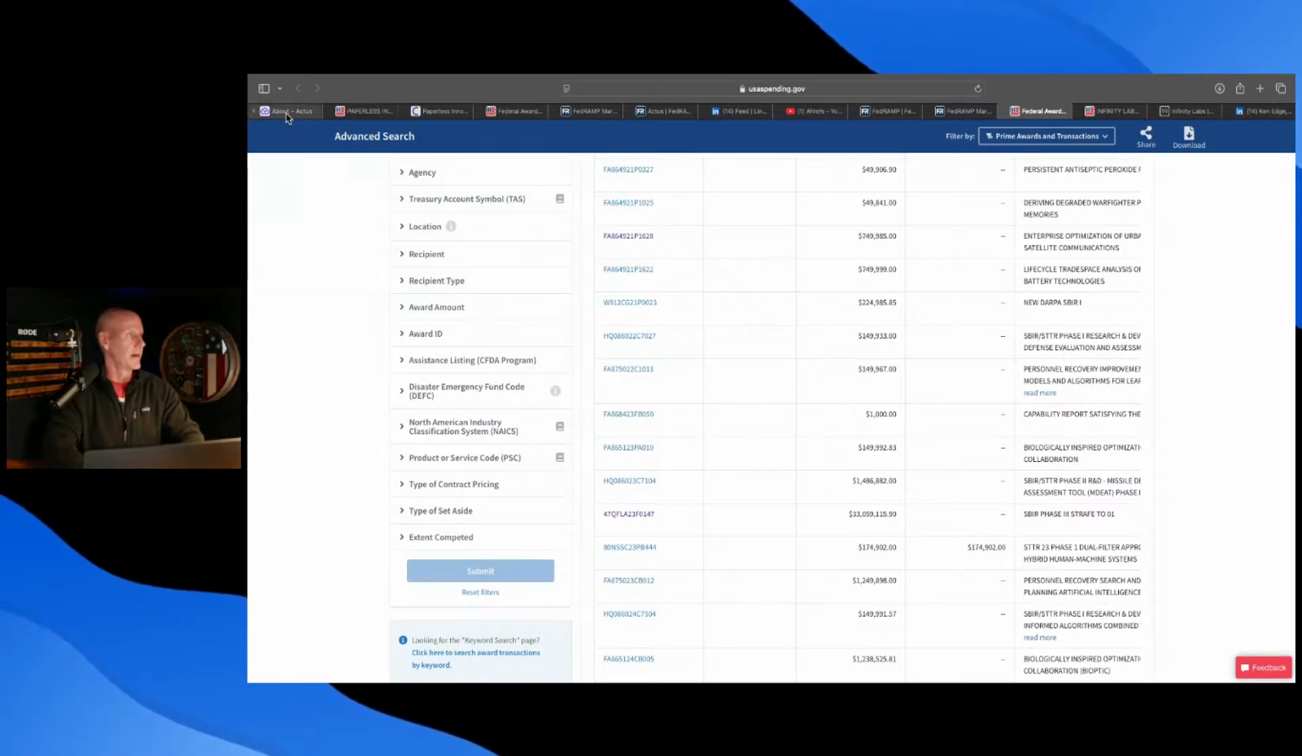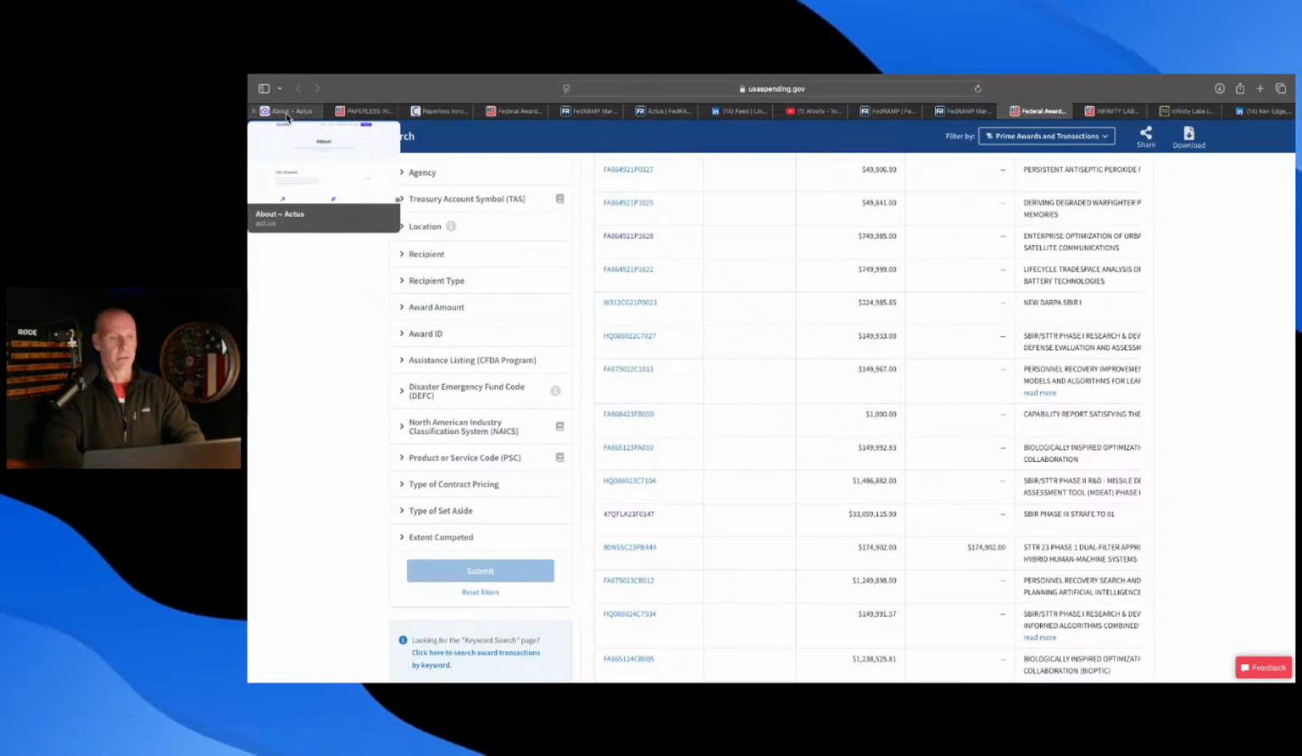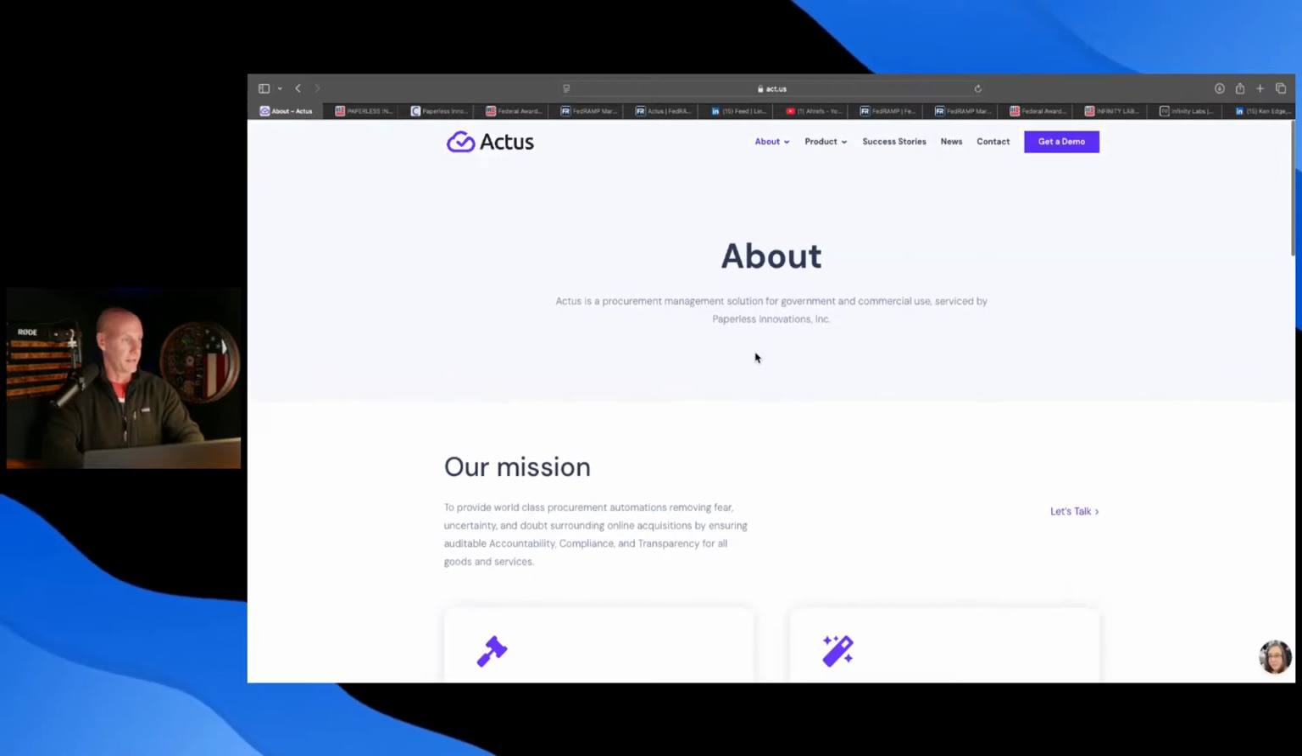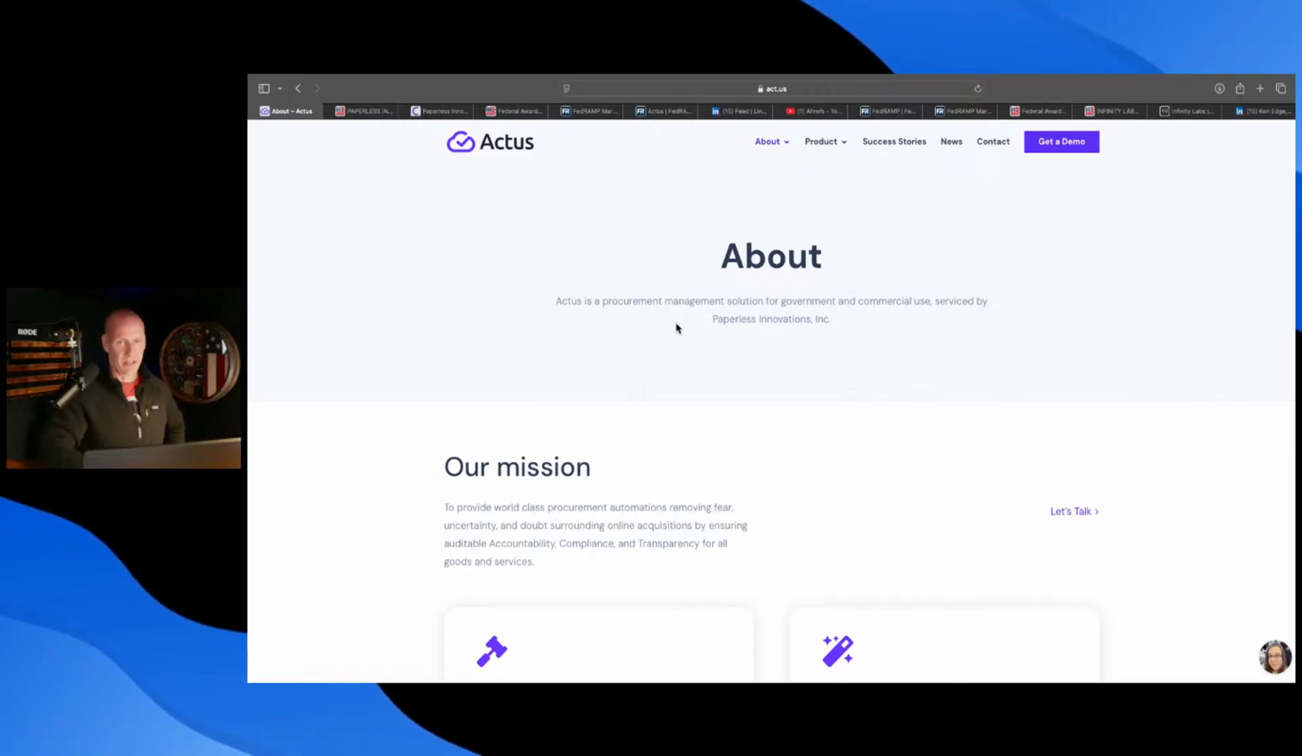All right. This one, and again, I found this just as I was scrolling through doing some research. I have no affiliation with the company we just talked about or with this. So Actis, it's a procurement management solution for government and commercial use. I like this website a lot, because this is extremely specific, right?